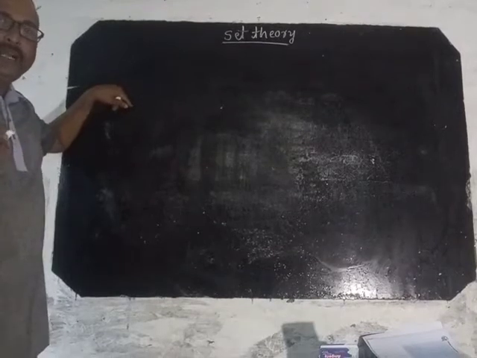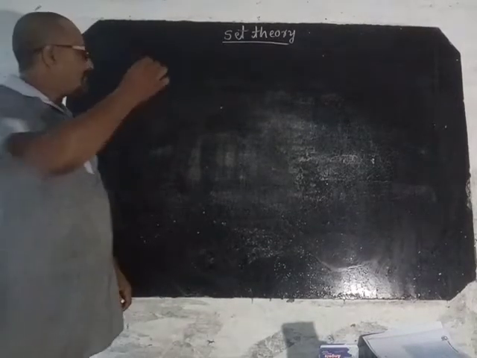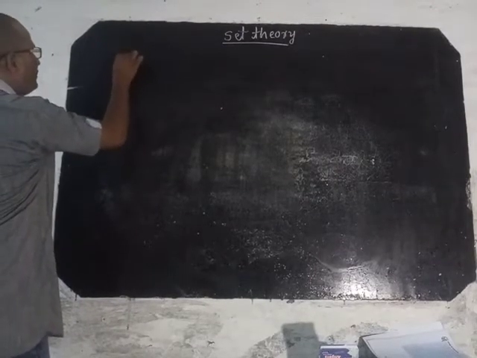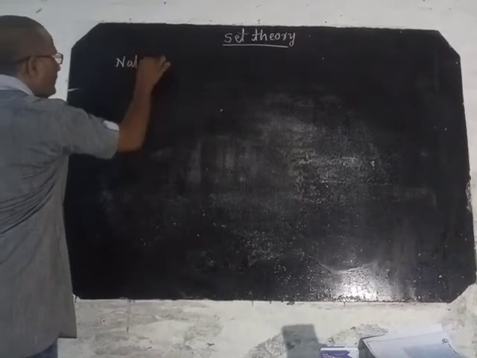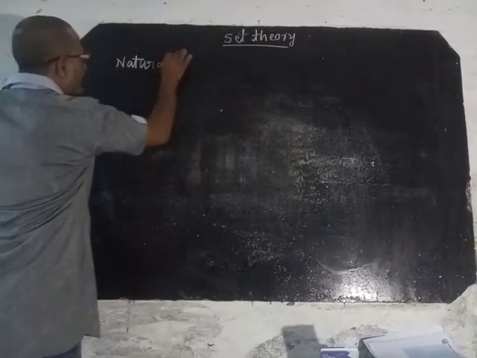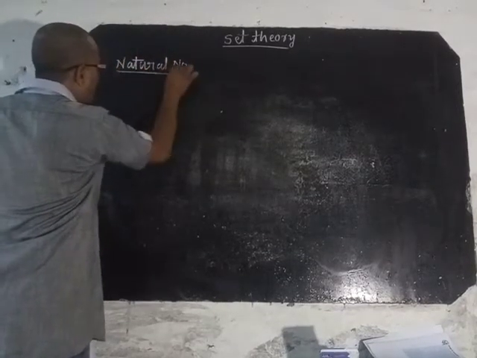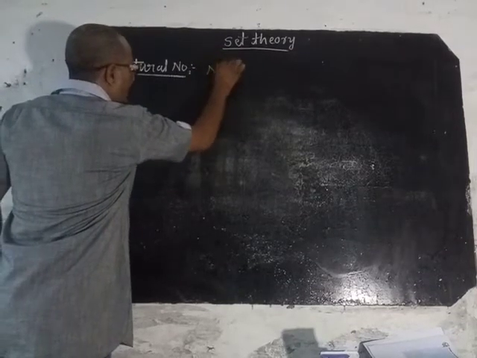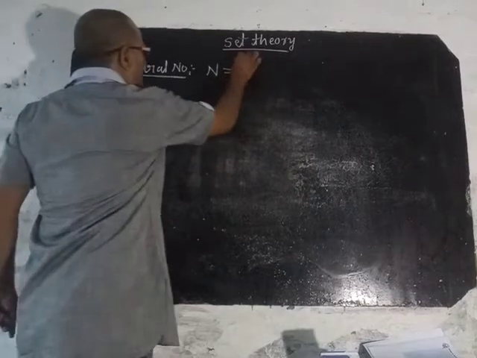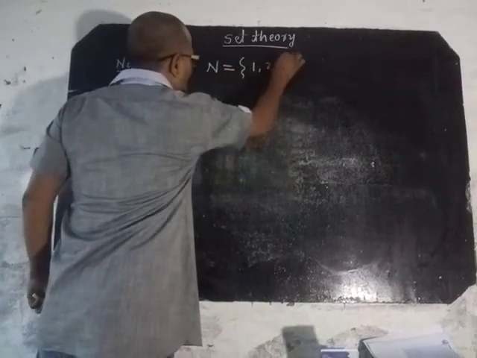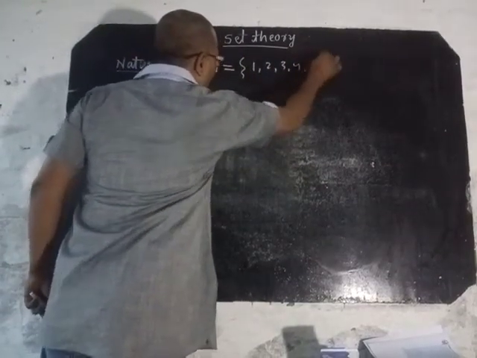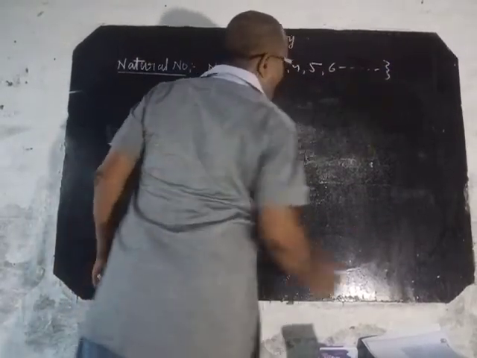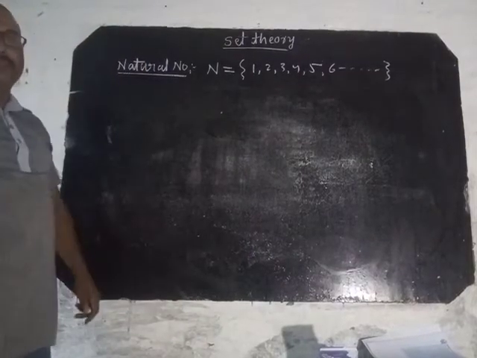Before that, I am going to explain some types of numbers. The first one is natural numbers. What is a natural number? Natural numbers are represented by the capital letter N. The numbers start from 1, 2, 3, 4, 5, 6 and so on. Those numbers are known as natural numbers.